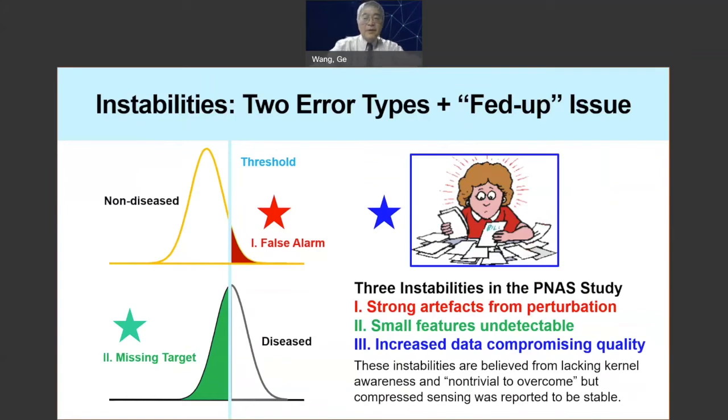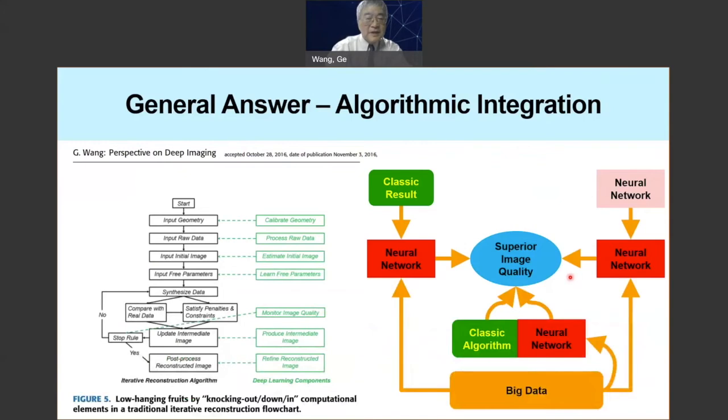That is, more data is used to train a neural network, but the neural network used to take a smaller amount of data. When you give more data to the neural network, performance will be compromised. So this is very interesting. How do we address all these problems? The general answer is in our perspective article. So we drew this figure 5.